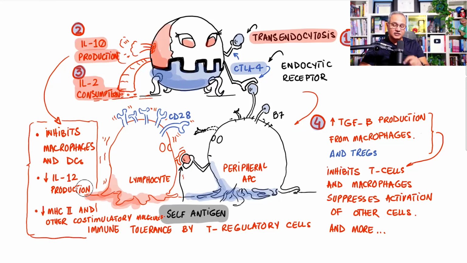So who is doing that? T regulator cell. How? By producing interleukin 10 that acts on macrophages and dendritic cells and reduces the production of interleukin 12, which in turn then calms them down and calms a lot of other immune system actions.